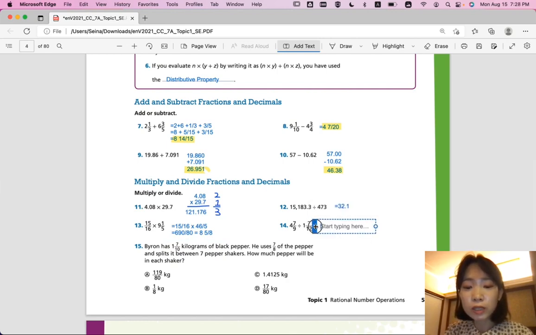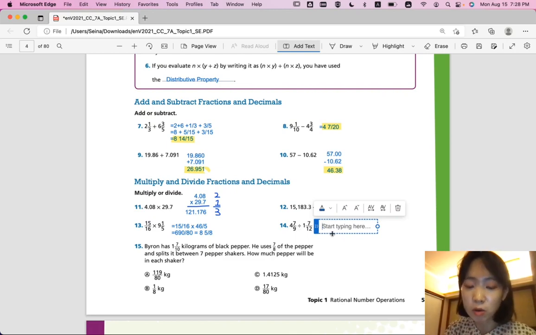Number 14, you would do the same thing. Make sure you change the division into multiplication by a reciprocal. So first step, you need to change this into a fraction. 9 times 4 plus 7 is 43 over 9, divided by 12 plus 7, which is 19 over 12.